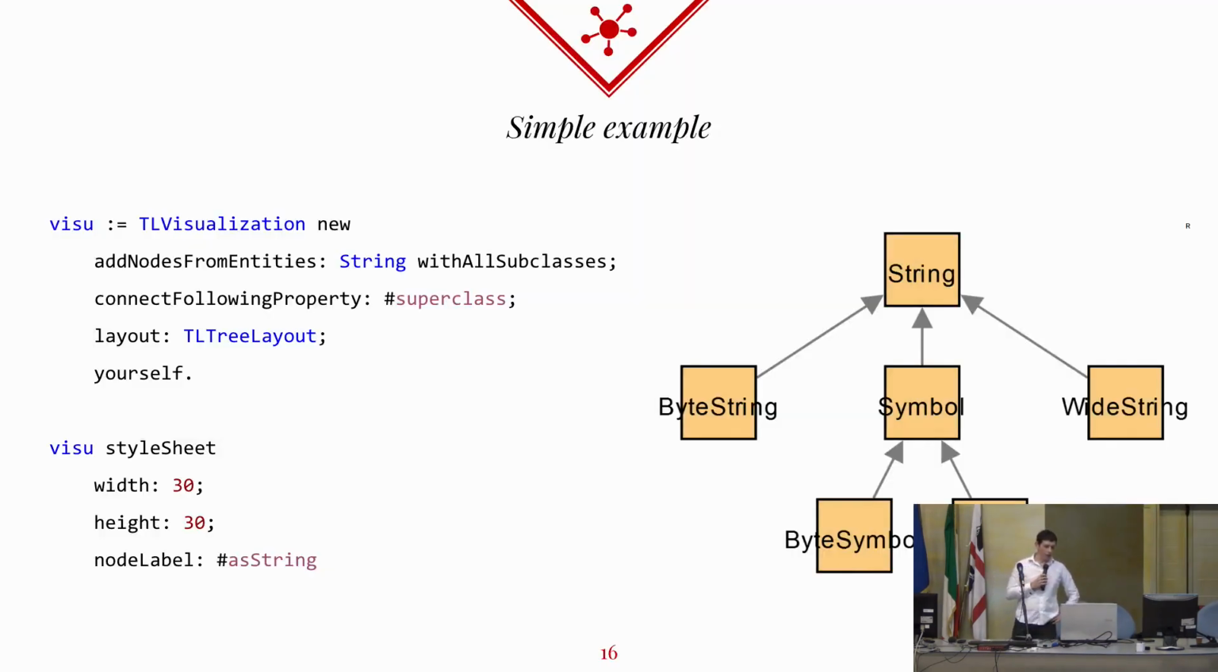Telescope is pretty simple to use. You just have to create a new visualization. You can add entities for the nodes. You have some ways to declare connections, so you can directly connect some nodes, or you can use some property to do that, like here where we use string subclasses for the nodes, and we say, okay, just connect the entities to their superclass, etc.